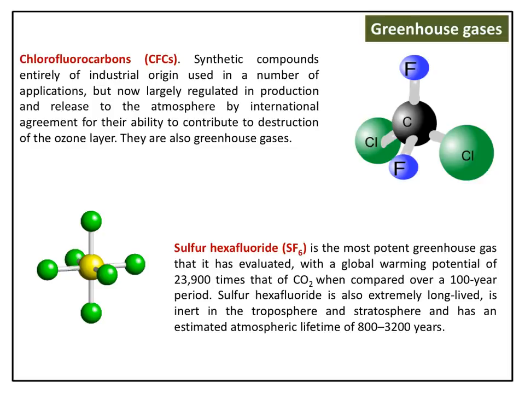Sulfur hexafluoride, SF6, is the most potent greenhouse gas that it has evaluated, with a global warming potential of 23,900 times that of CO2 when compared over a 100-year period. Sulfur hexafluoride is also extremely long-lived, is inert in the troposphere and stratosphere, and has an estimated atmospheric lifetime of 800–3,200 years.